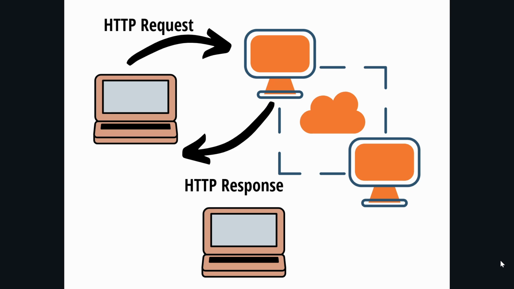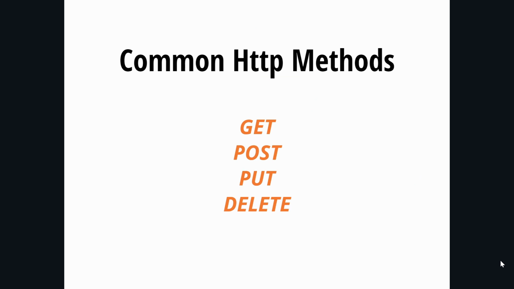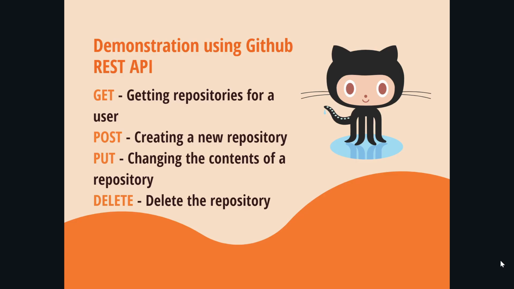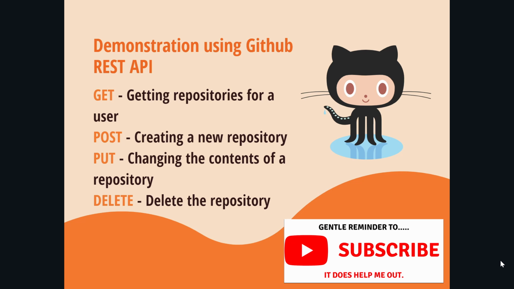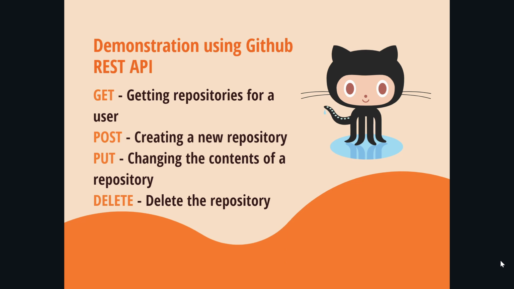Now we don't want to go into too much detail about HTTP requests, so let's get directly into the HTTP methods. Like I mentioned, we are going to talk about these 4 common HTTP methods. In order to understand what they do, we are going to carry out 4 different demonstrations using the GitHub API and the request library. I'm sure it is going to be interesting, so watch this video till the end.